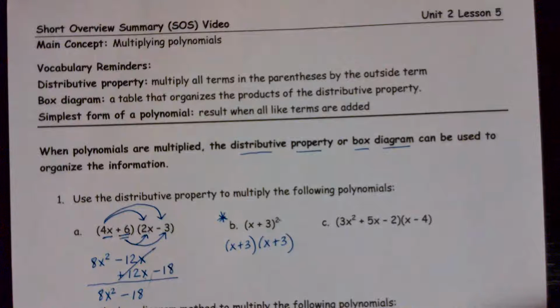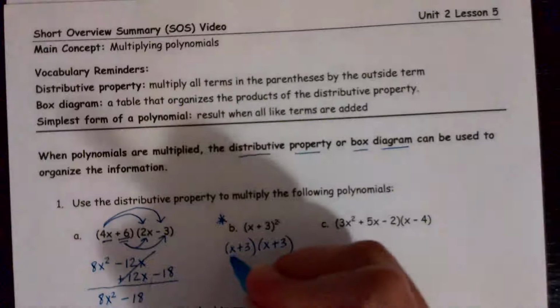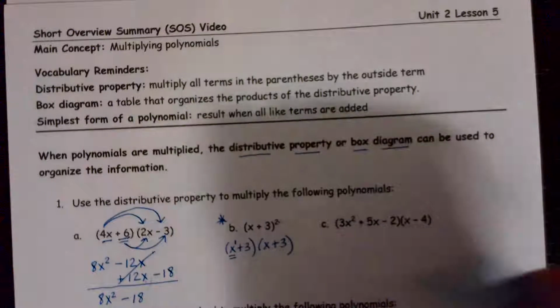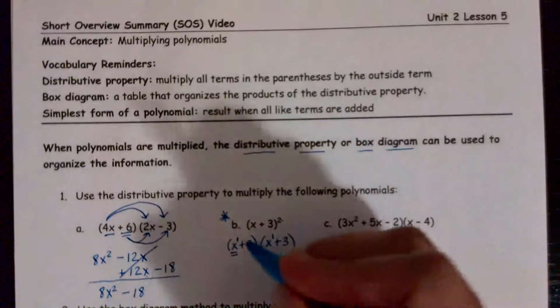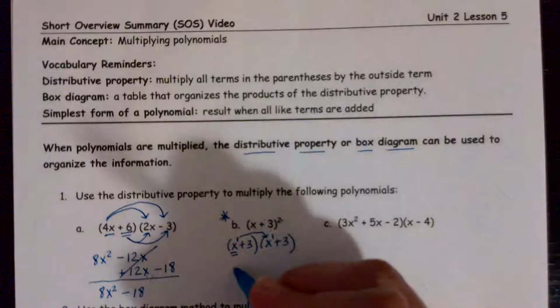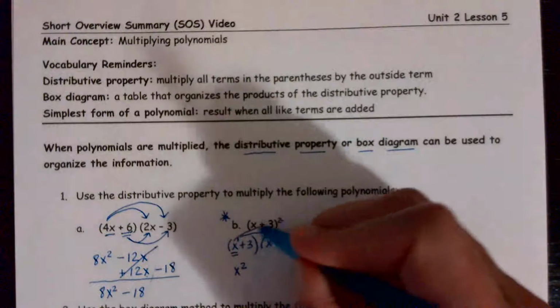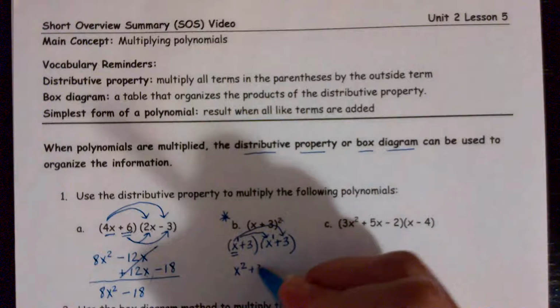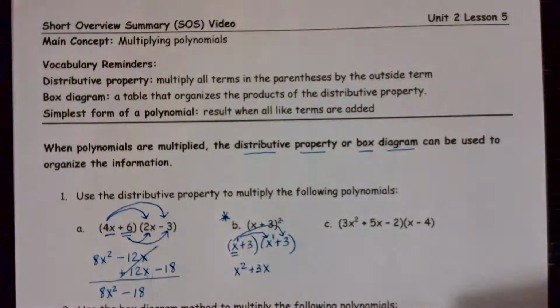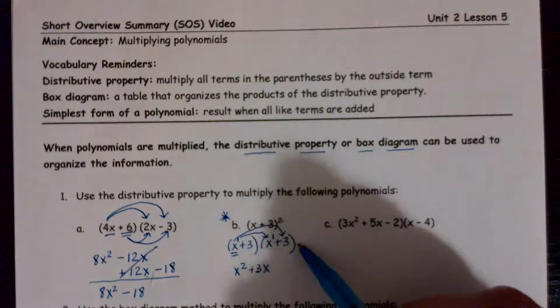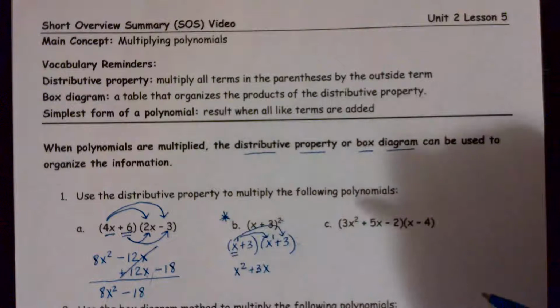Now I'll use the distributive property to multiply. So I take this first one. This is really x to the first. So x to the first times x to the first is x squared. And x to the first times 3 is a positive 3x. Now there's nothing left in here for me to multiply by this first term.